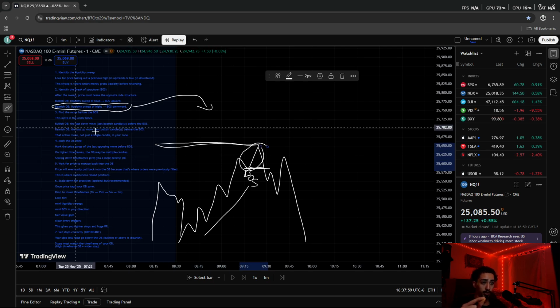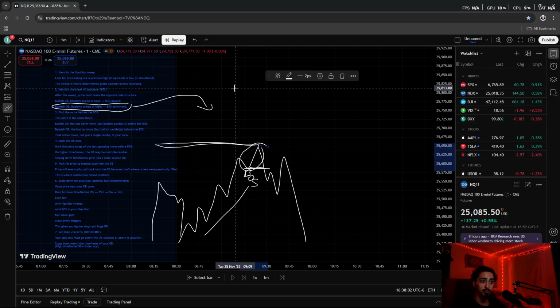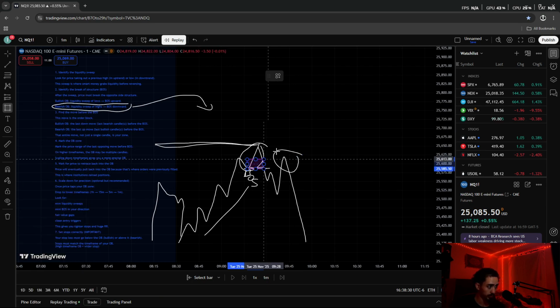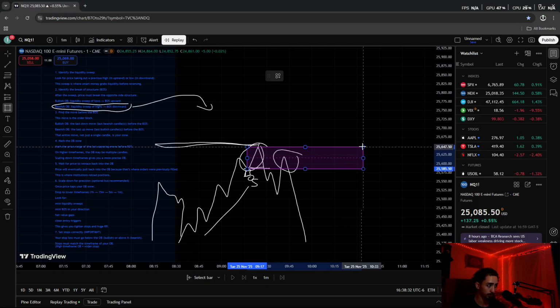The bullish order block is the last down move candle, the last bearish candle before the break of structure. A bearish order block would be the last move up, the last bullish candle before a break of structure. In this case, this would be a bearish order block. So mark the order block, mark the price range of the last opposing move before the break of structure. On a higher time frame, the order block may be multiple candles. Wait for price to retrace back into the order block, right here. So our order block is this zone right here, from this low to this high.